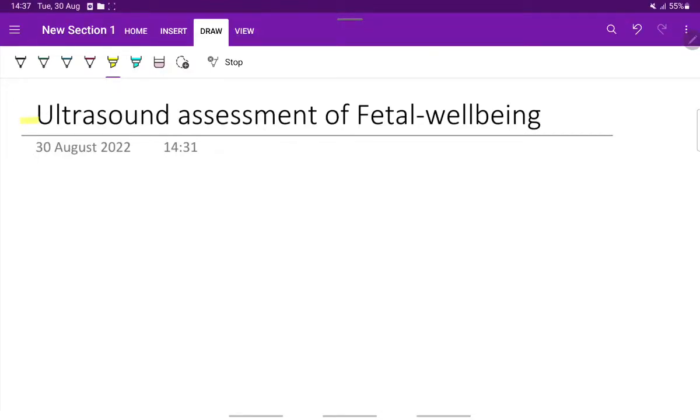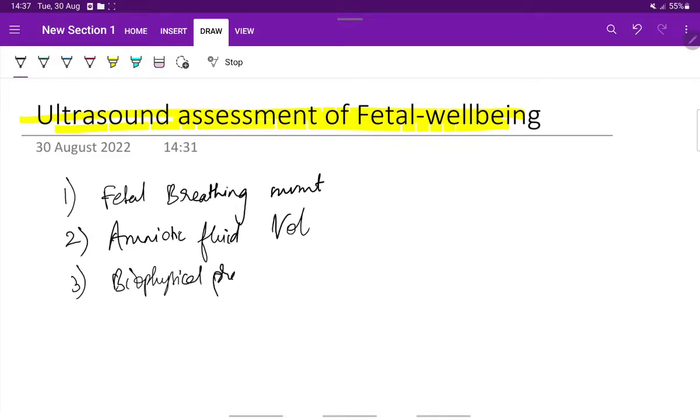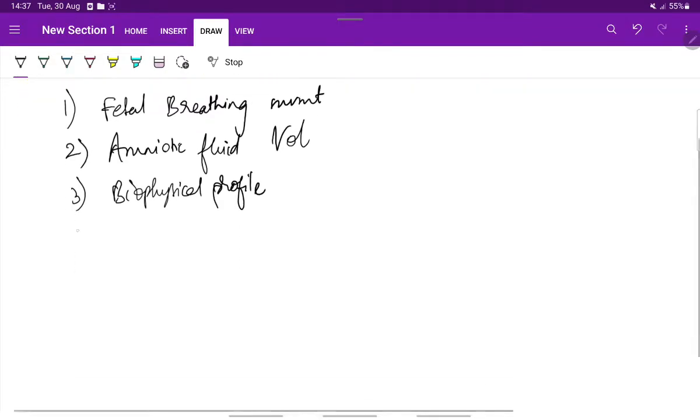Let's see about the ultrasound assessment of fetal well-being, in which we will be seeing about 4 main things. One will be the fetal breathing movement as seen by the ultrasound. Next will be the amniotic fluid volume. Third is biophysical profile. And the fourth will be modified biophysical profile.